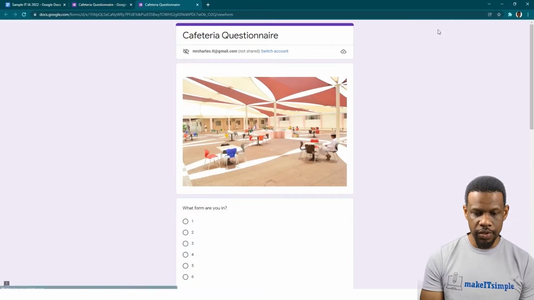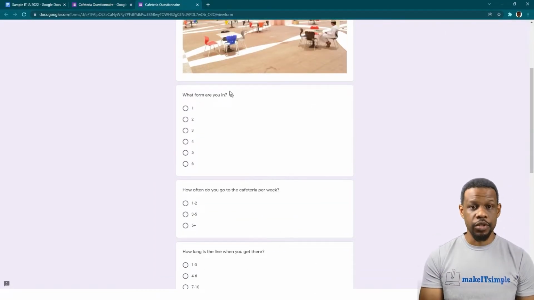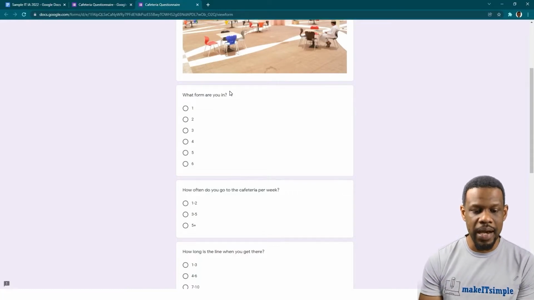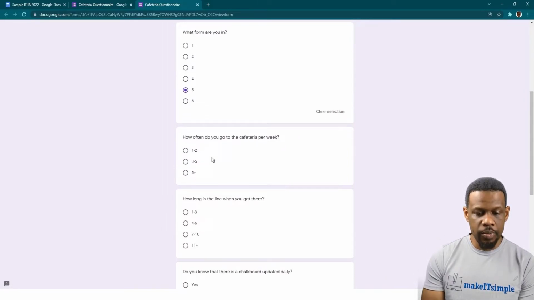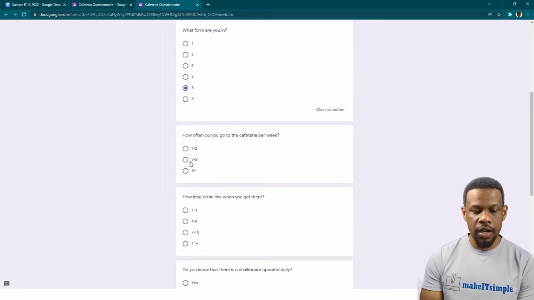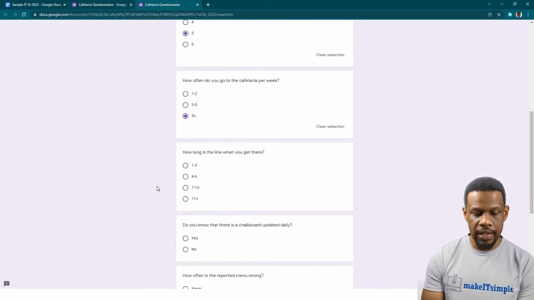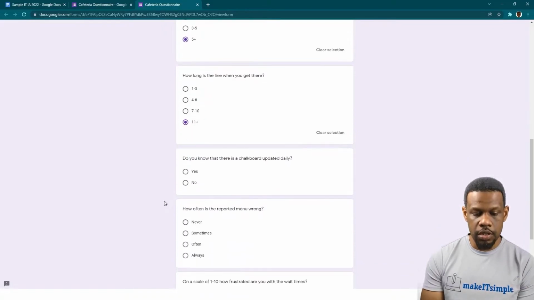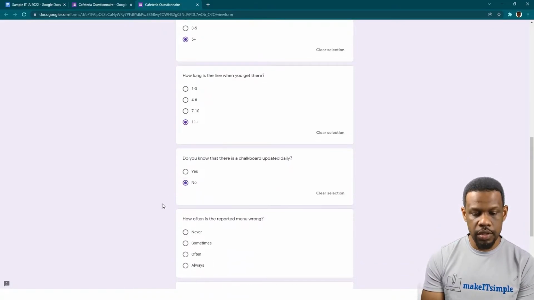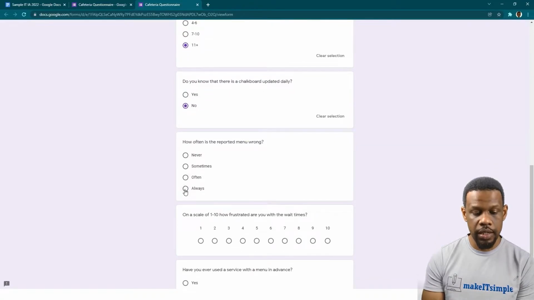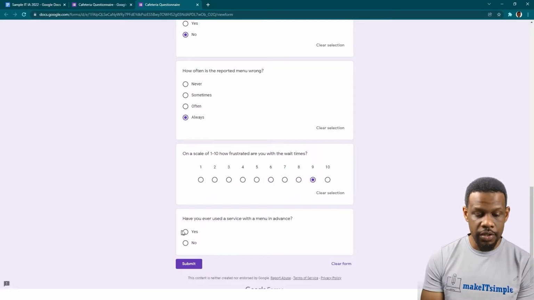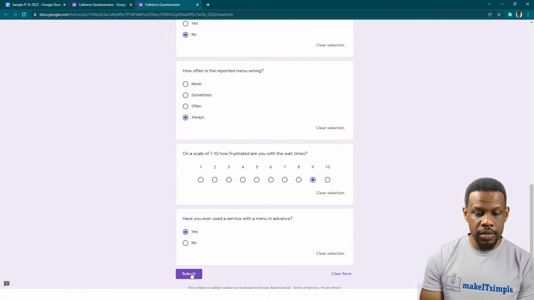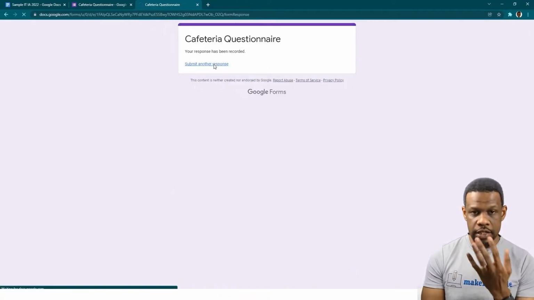This is me going to fill out the questionnaire over and over. But I'm going to show you what some of the data would look like on the back end when you fill it out. So I'll put form 5, because you're probably in form 5. How often did you go to the cafeteria per week? 5 for this person. How long is the line when you get there? It's normally 11 plus. Is the chalkboard updated daily? No. How often is the menu reported wrong? You could say always. On a scale of 1 to 10, how frustrated are you? 9, because this person is real salty. And have you ever used a menu service in advance? Yes.